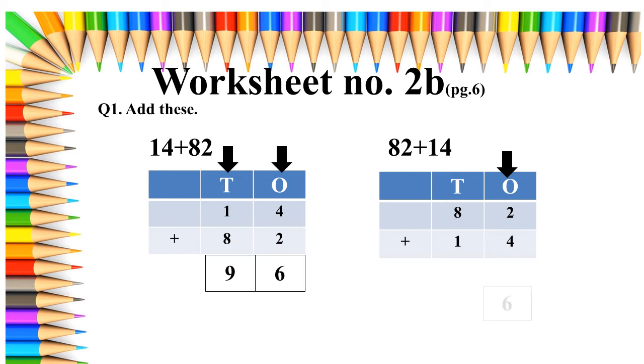2 plus 4 is equal to 6. Then after ones we move towards tens column, and in tens we have 8 tens plus 1 ten. So 8 plus 1 is equal to 9. See students, 14 is the top number in part 1, but it has become bottom number in the other part. Same is the case with 82. 82 is the bottom number in part 1, but in the other part it has become the top number.